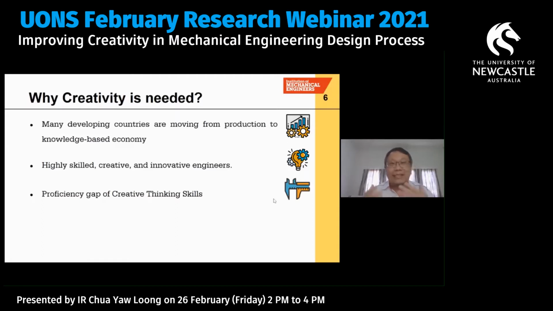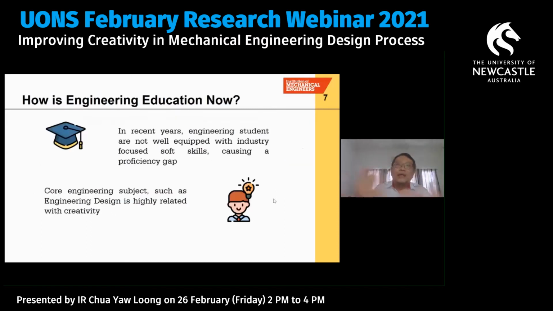And sadly, the scenario that we see today is that research found that our so-called young graduate engineers are lacking in many of the soft skills. Soft skills here means things like communication skills, and one of them is creative thinking skills. Now that leads us to think, what is the source of this problem? Where did this start? It all started with our current engineering education systems.